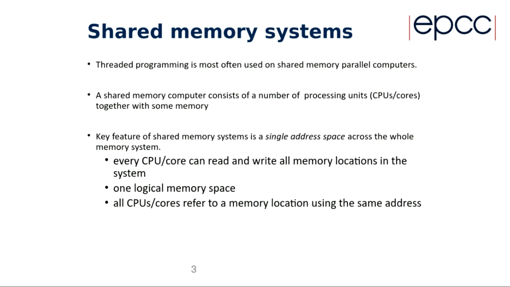So let me say something about shared memory systems to start with. Threaded programming is most often used on shared memory parallel computers. So what's one of those? A shared memory computer consists of a number of processing units, CPUs or cores, together with some memory. And the key feature of these shared memory systems is that there's a single address space across the whole memory system. So what does that mean? It means that every CPU or core is able to read and write all the memory locations in the system. There's really one logical memory space. And all the CPUs or cores refer to a memory location using the same address.